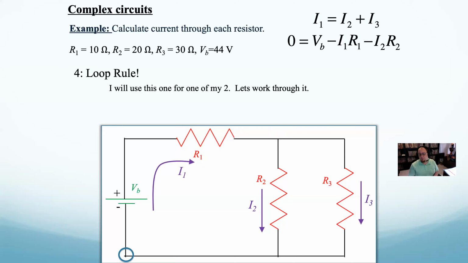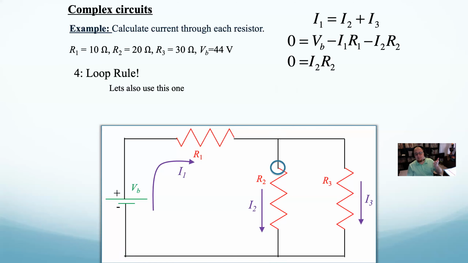Okay, I need another loop. So I'm going to pick this one. And I'm going to say, okay, on that loop, the total potential must be 0. So let's work our way through. Well, I start by going up like this. I went up, but my current pointed down. I went in the opposite direction of my current. Therefore, I don't subtract I2 R2, I add it, because I opposed my current. I went in the wrong direction.